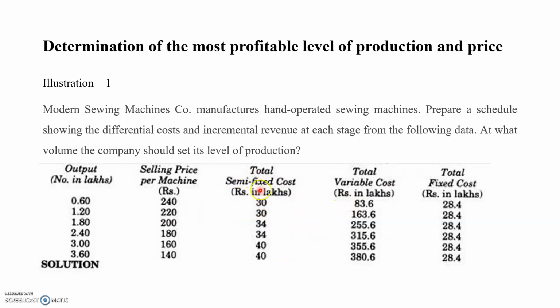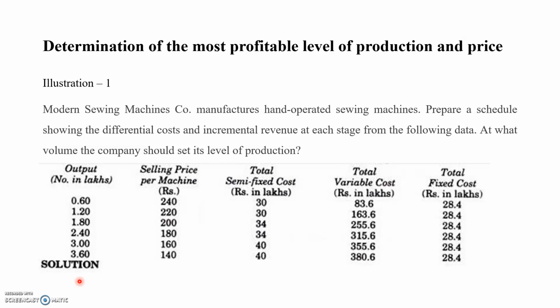Then these are the total costs. Semi-fixed cost at this level: when the company produces 60,000 units, the semi-fixed cost will be 30 lakh. Just like that. Then the total variable cost is given here, and the total fixed cost also, for the different levels of output. So these are the different levels of output and the costs and selling prices at different levels of output. Then we need to find which level of output should be selected, which will provide maximum benefit or profitability to the company.